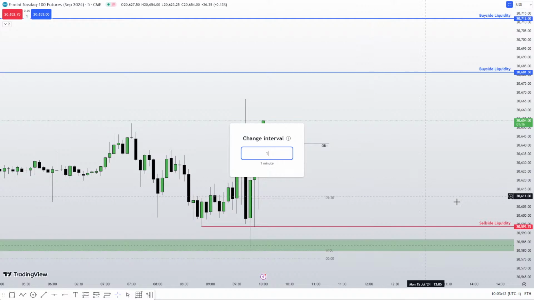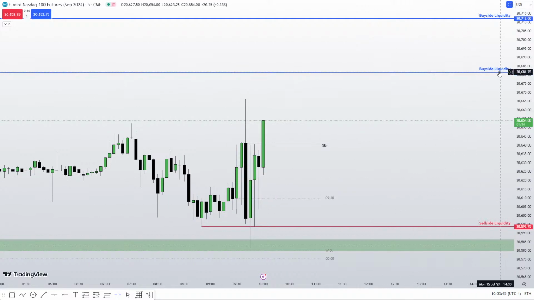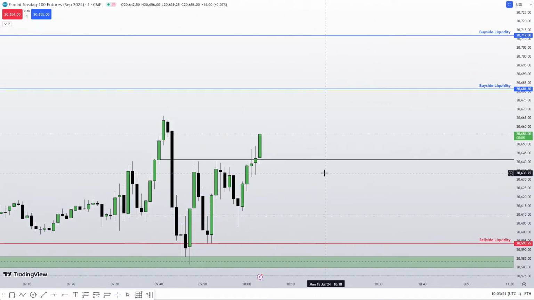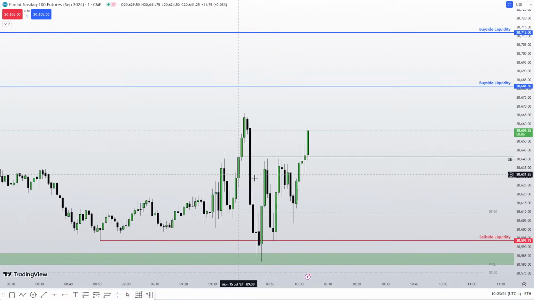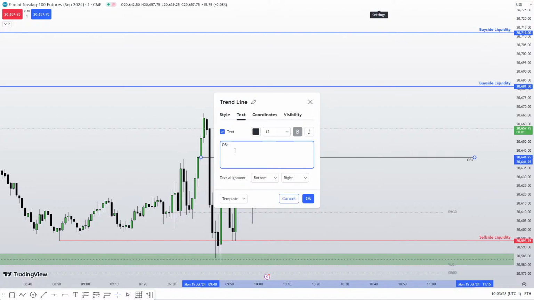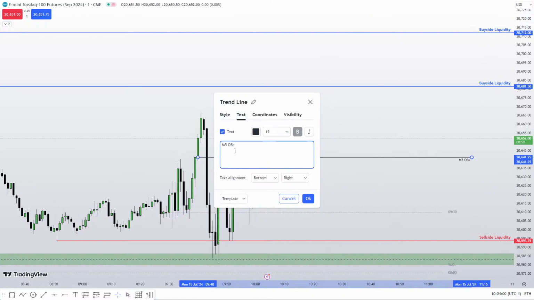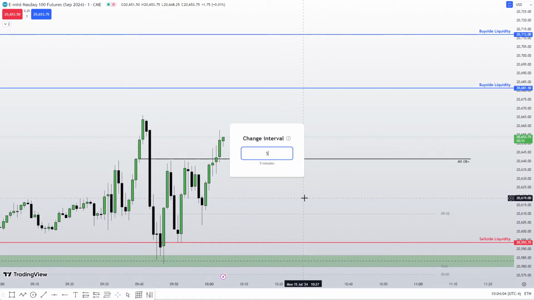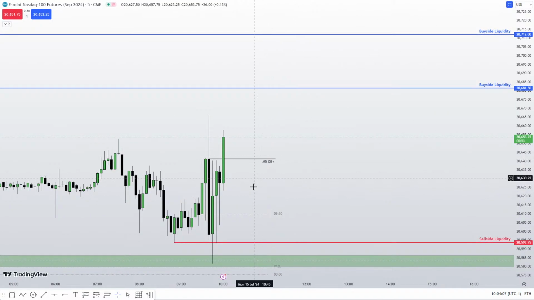What is my bias? My bias is bearish, but I can attack the buy side liquidity with the market. This is a 5-minute order block. Price has not yet closed above it, so I'm not going to use it right now, but when price retraces into this order block, I'm going to use it.